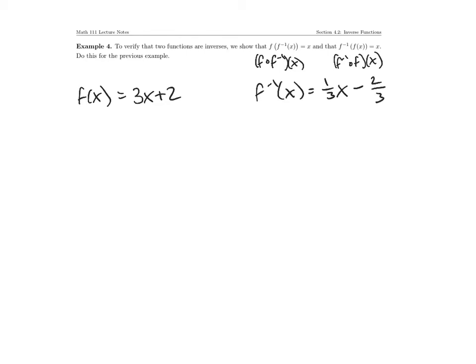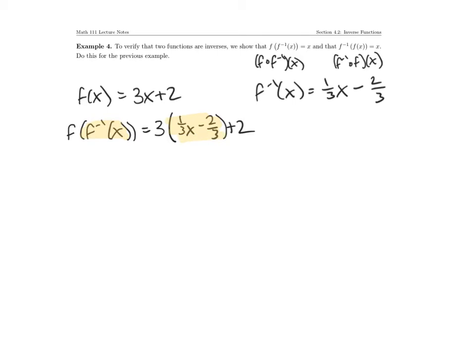Again, these are from the previous problem that we just worked on. So in order to prove these are inverses, let's first find f of f inverse of x. So this will be 3 times 1/3 x minus 2/3 plus 2. So we're taking this f inverse of x and we're plugging it into our equation.